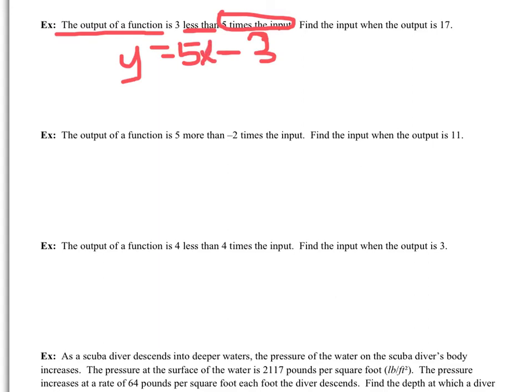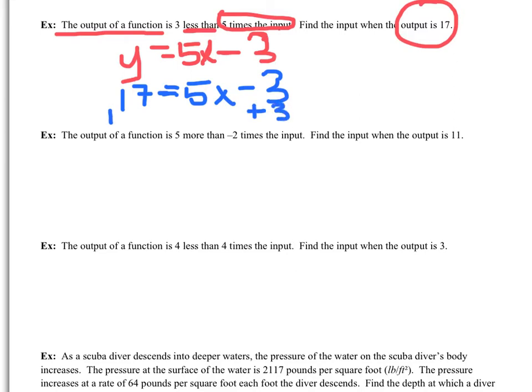And then it says find the input, so we're finding x when the output is 17. So what that's telling us is to replace y with 17. So now I have 17 equals 5x minus 3. Sorry, that's an equal sign. And I'm going to solve this like normal. So at this point I'm going to add 3 to both sides, because I'm going to undo subtraction before multiplication. I'm actually just going to bring this over here so I have more room. So 17 plus 3 is 20.